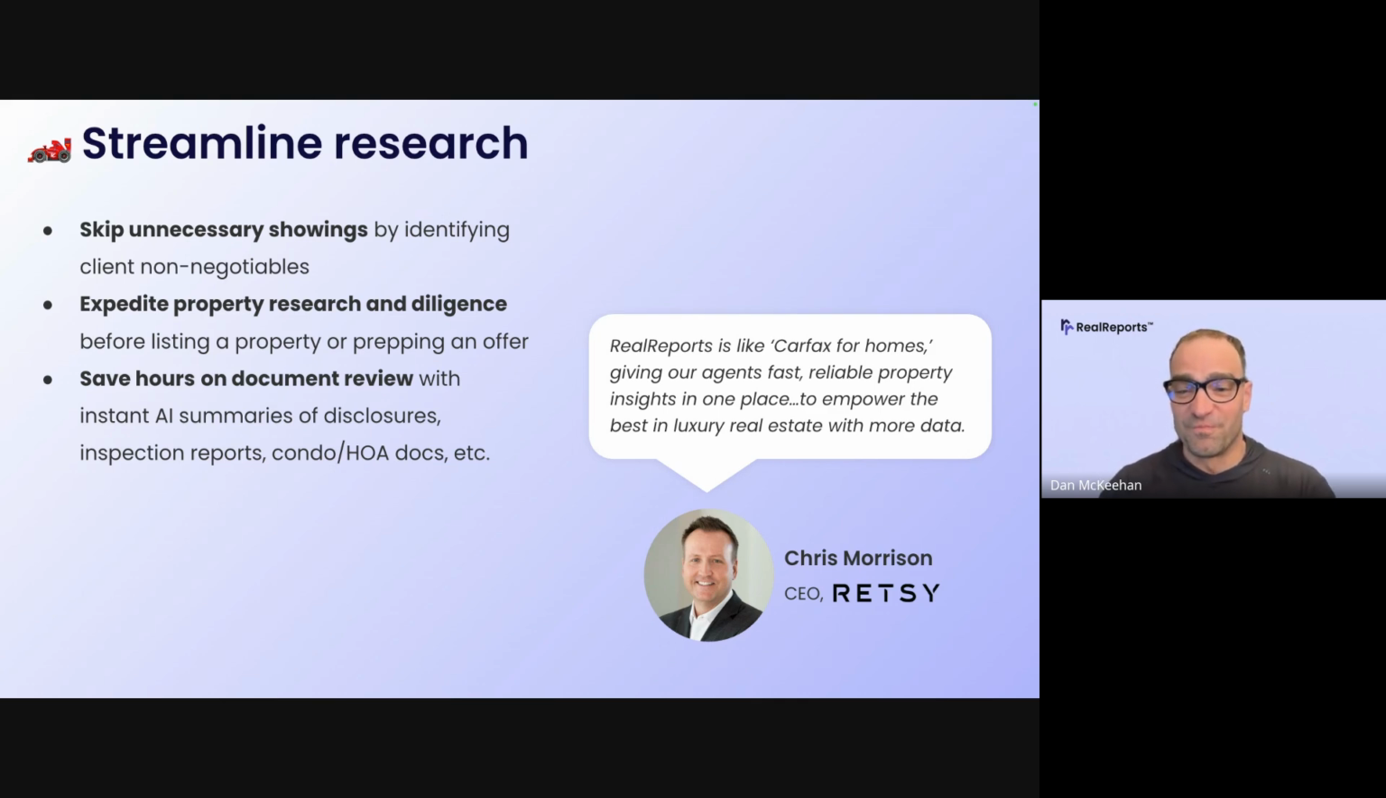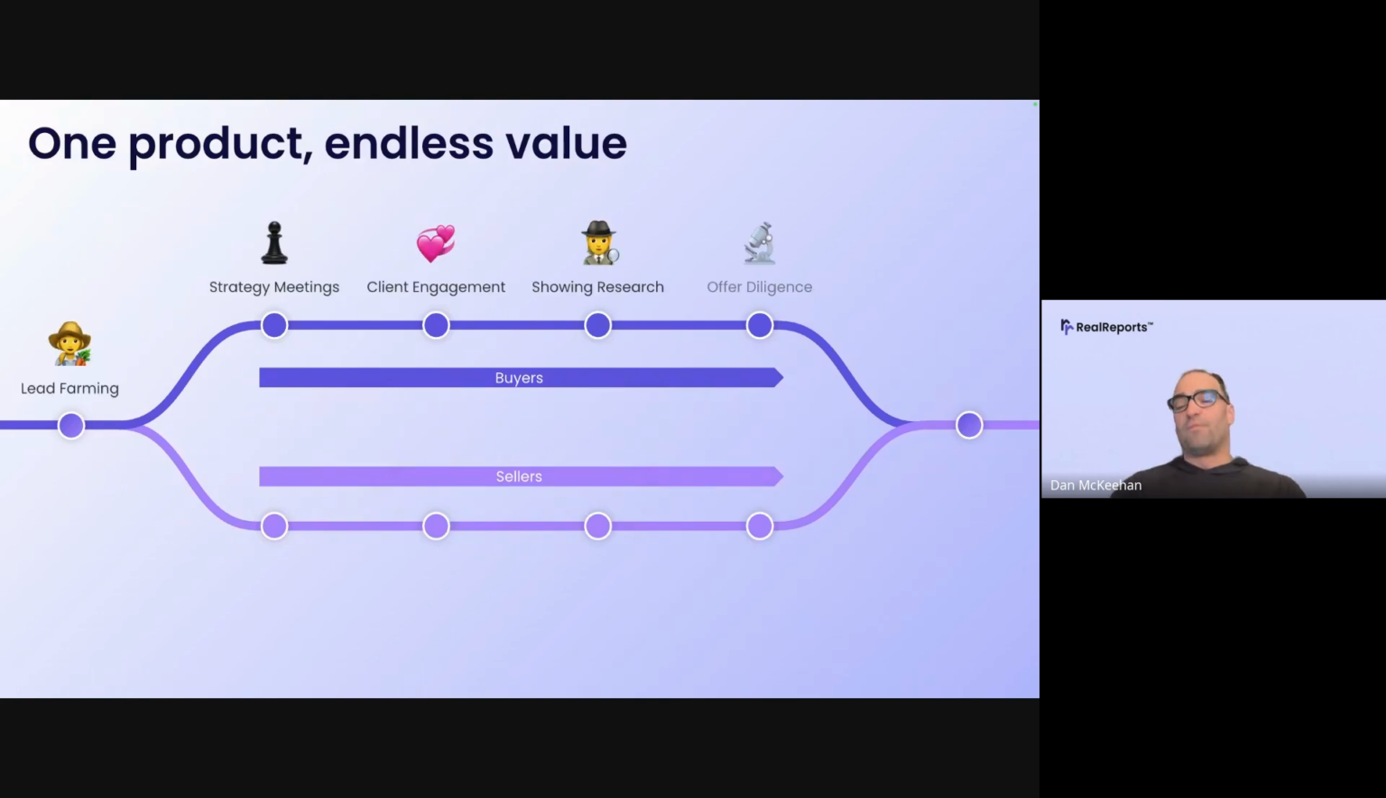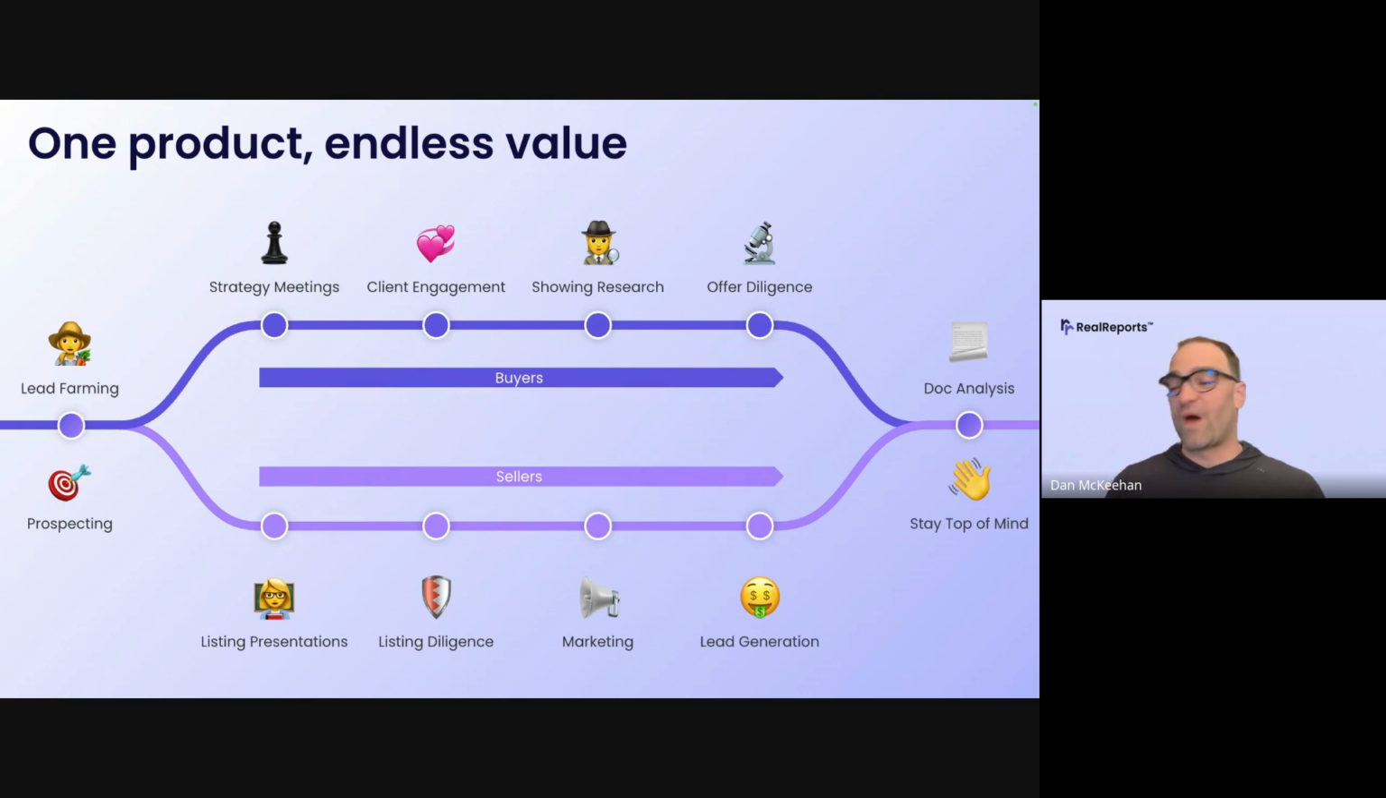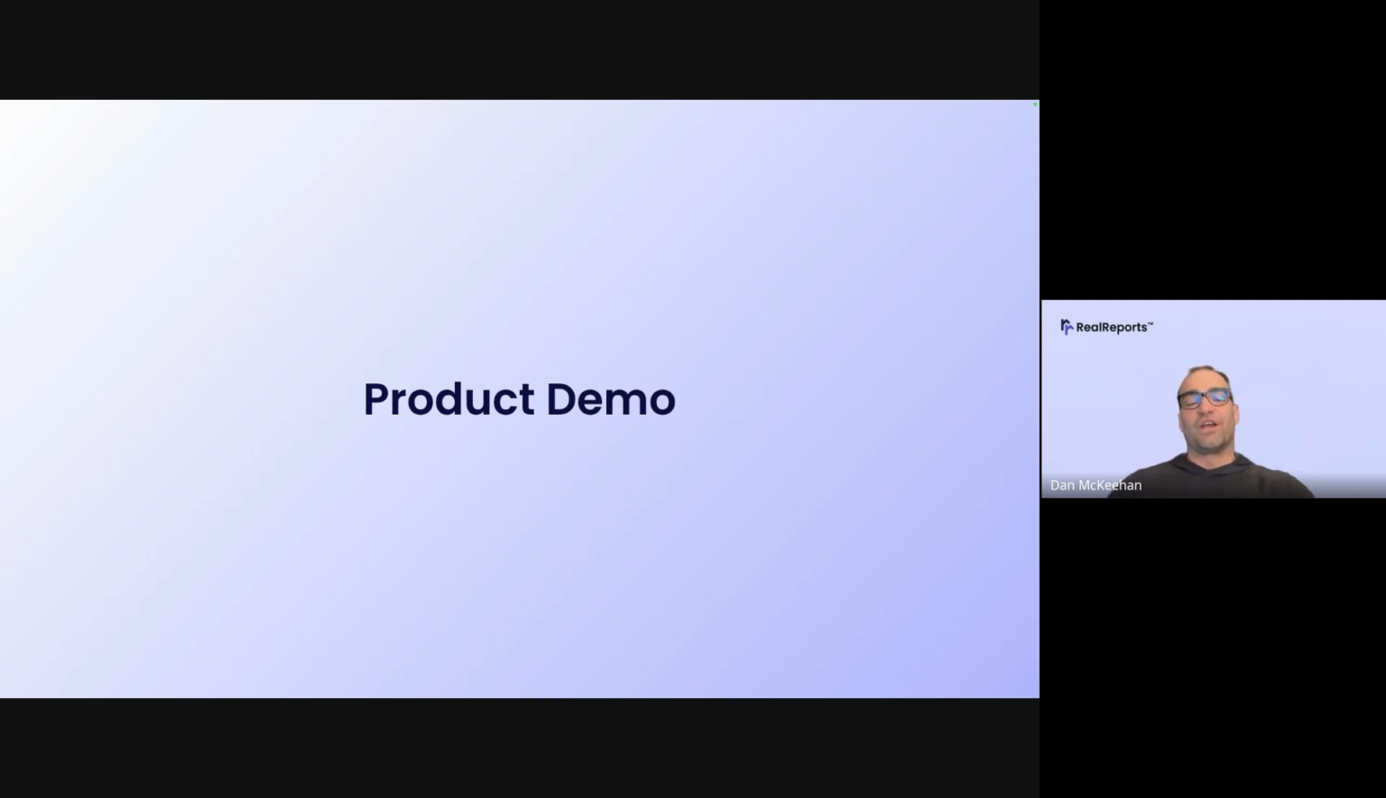So as you can see, it is one product, but there truly are endless ways that users get value from our tool, both top of funnel, all the way through listing and buyer presentations, through staying top of mind with post-client nurture. So one tool, but endless value. So I'm going to go ahead and take a break here and jump over and actually show you how easy it is to not only generate a report, but navigate through the different sections of the report and interact with Aiden, your AI co-pilot. So I haven't seen any questions or anything come through just quite yet.